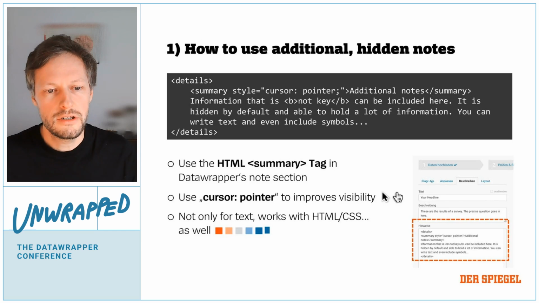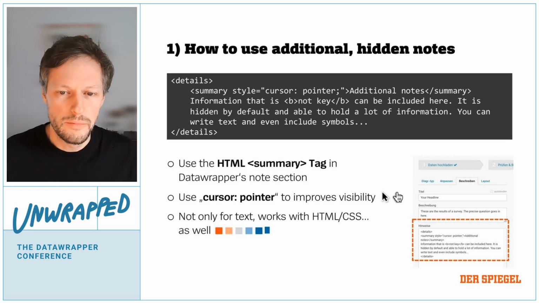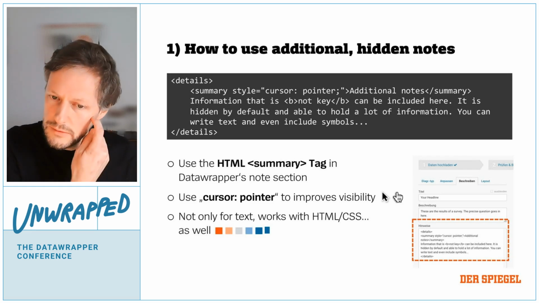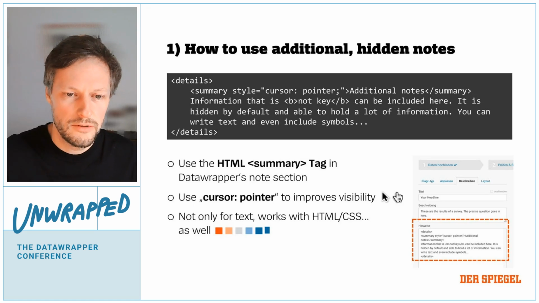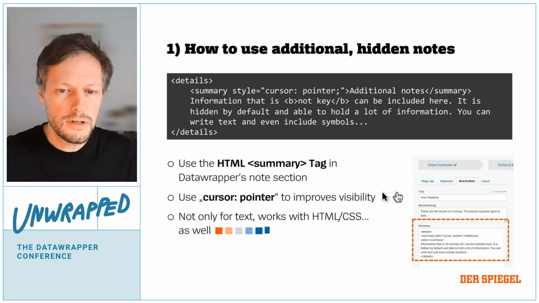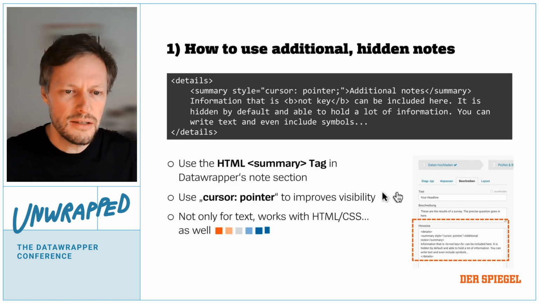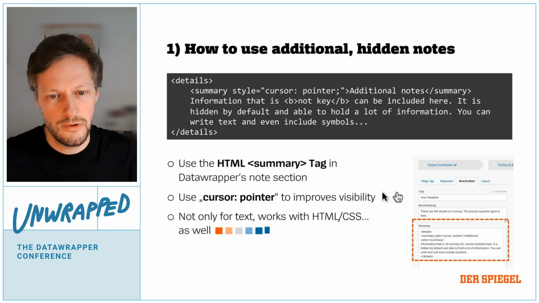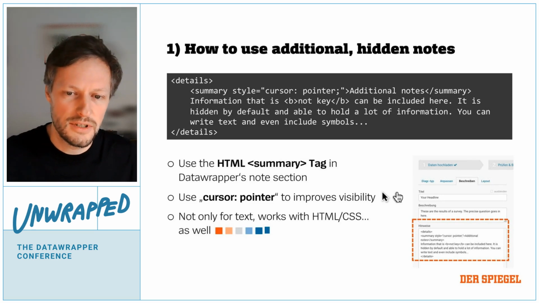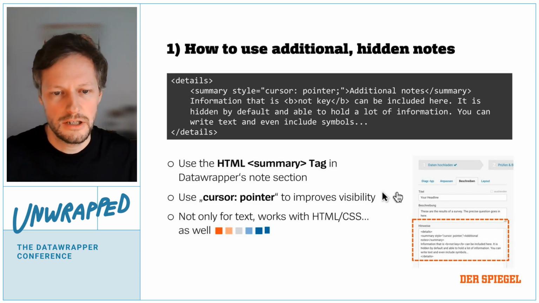And there are two more additions which are quite useful in my eyes. The first one is to improve visibility a bit, because normally if you hover over the small triangle and you read, there's additional information, you've got your ordinary cursor, but it's better if you have a pointer, because the pointer indicates that there's something you can click on, something that expands. So if you use the CSS style cursor pointer, you can turn the whole HTML summary tag into something that's at first sight clickable and interactive. So that's a small thing we include here in the style section of the HTML tag.